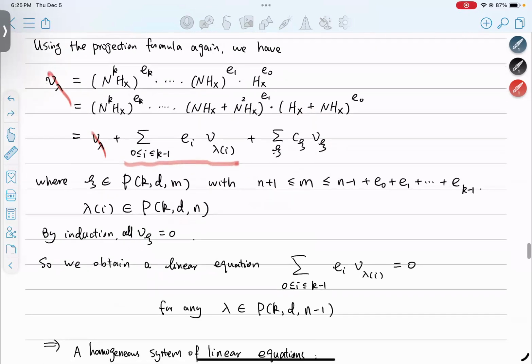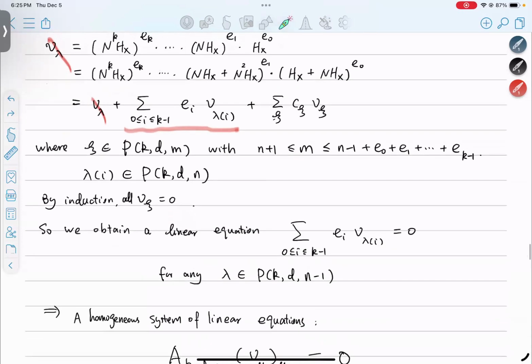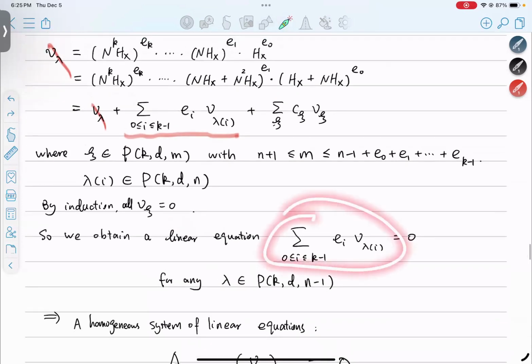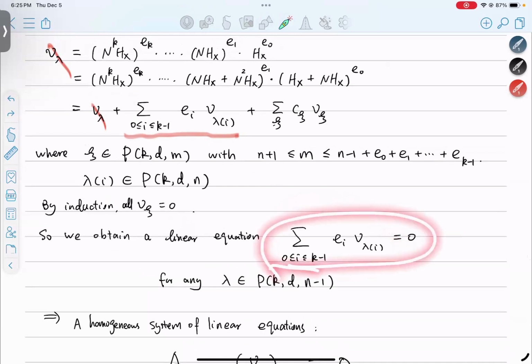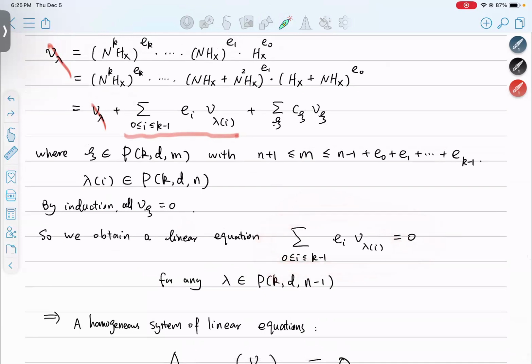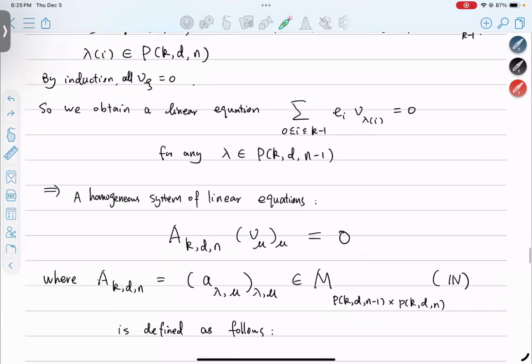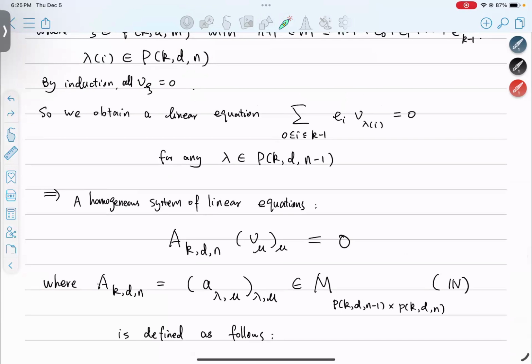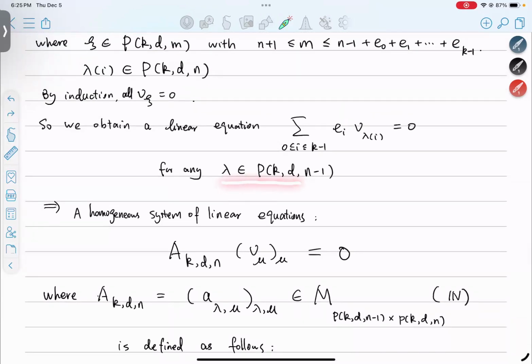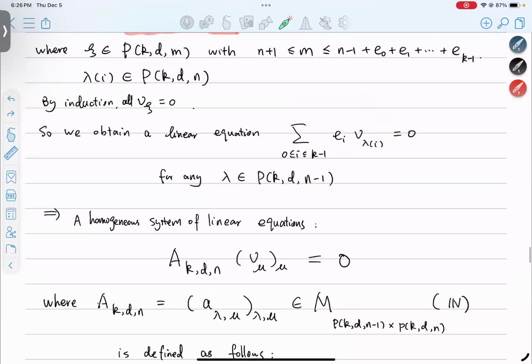Okay, then we have a linear equation. So now we have a linear equation: the sum of e_i v_{lambda_i} is 0. In summary, we now know that for any restricted partition lambda of n minus 1, we will have an equation. For this equation, this lambda_i is a partition of n.